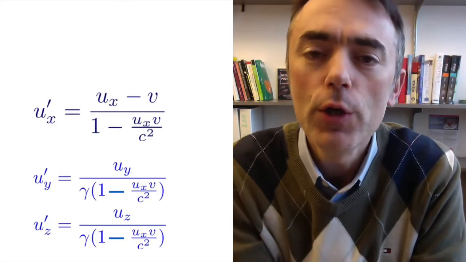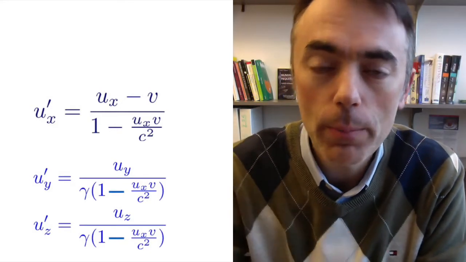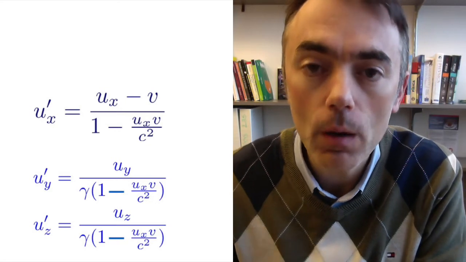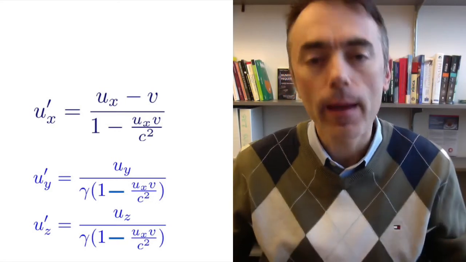So look at u sub y prime, which depends on u sub y, but it also depends on u sub x and the velocity of the reference frame. So this is a little bit more nonlinear, a little bit more complicated expression on how to transform velocities of a particle moving in x, y, z direction from one reference frame to another reference frame.